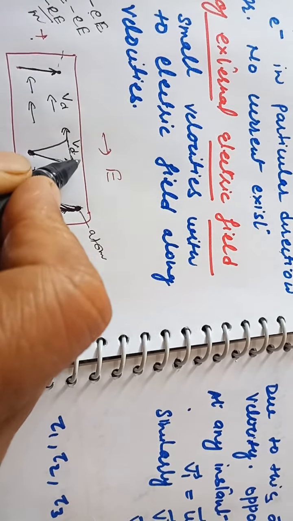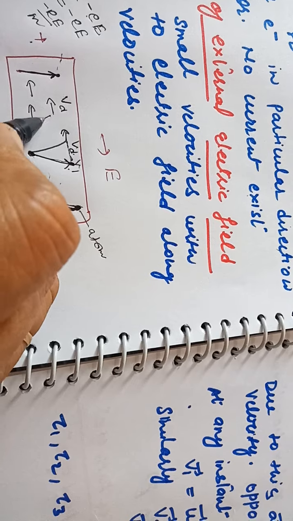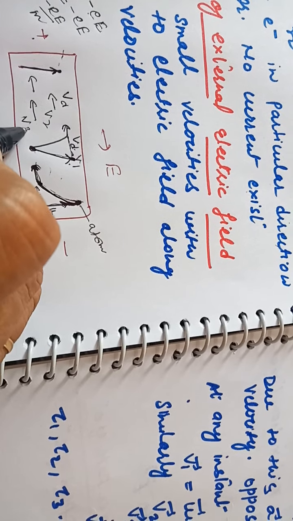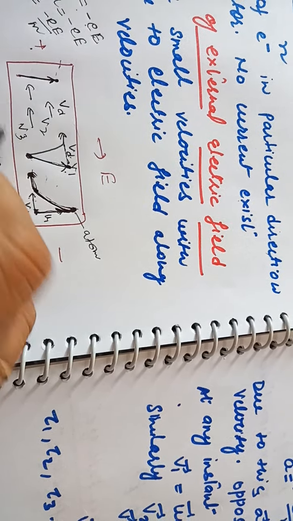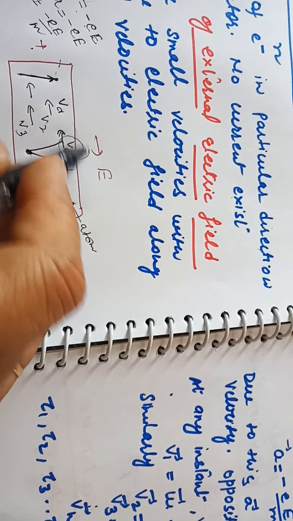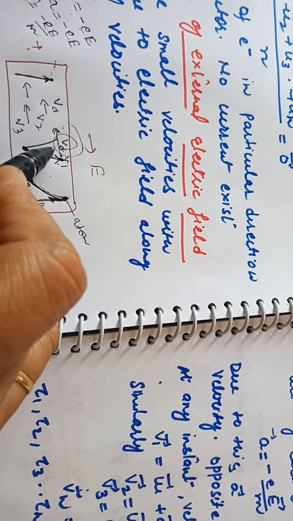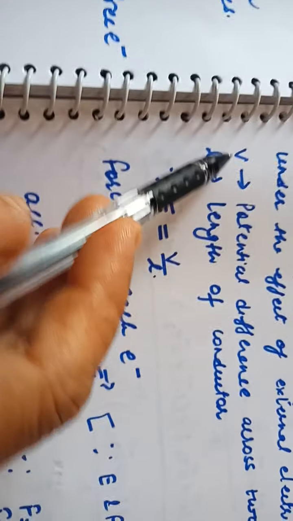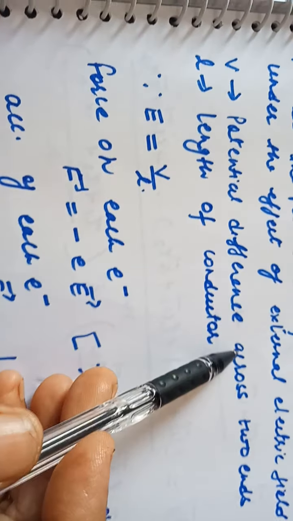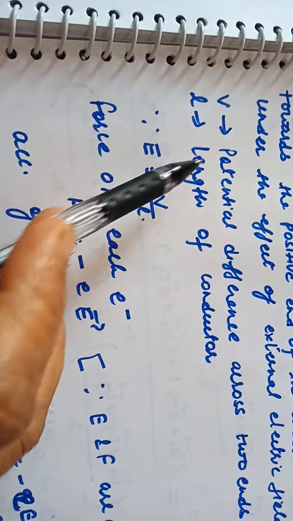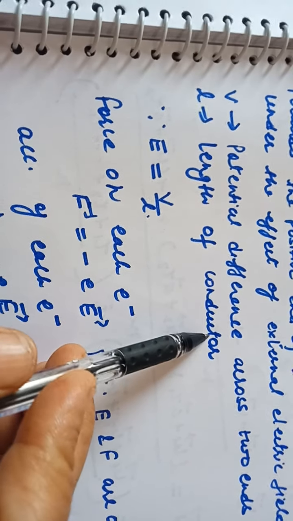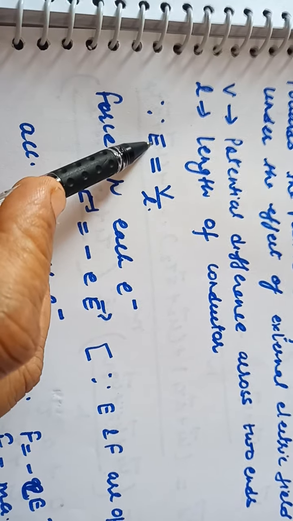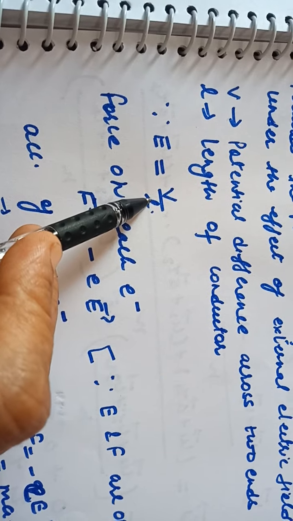If this is the drift velocity of one electron, this is the drift velocity of the second electron, this is the drift velocity of the third electron, then the average of all these velocities is called the drift velocity of all the free electrons inside the conductor. Here V is the potential difference across the two ends of the conductor, and L is the length of the conductor.